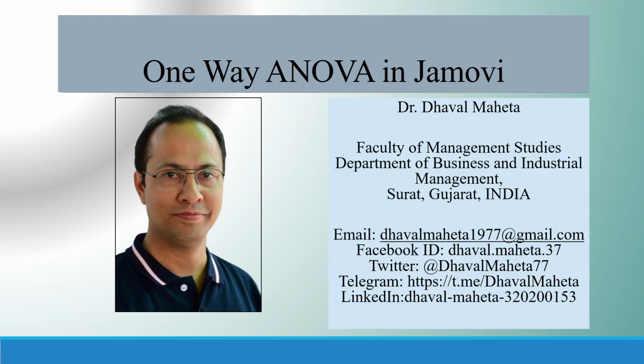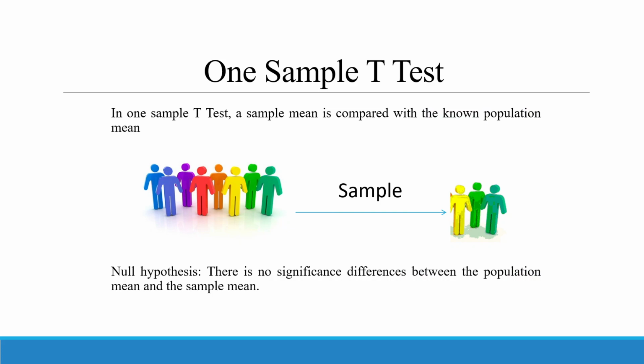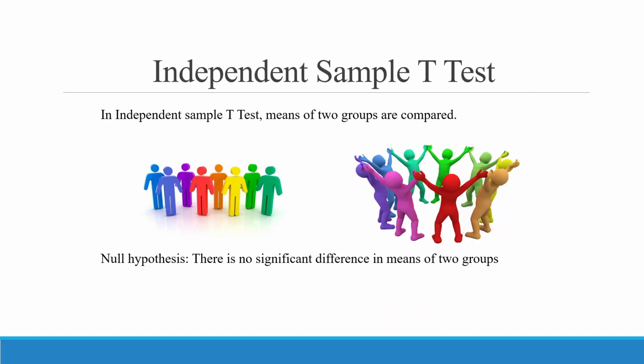This is Dr. Dhaval Maheta, and let's discuss how to run one-way ANOVA in Jamovi. In my previous video, we had discussed the one sample t-test, where we are comparing the sample mean with the population mean. Our null hypothesis in this case is there is no significant difference between the population mean and the sample mean. Then we had also discussed the independent sample t-test, where we are comparing the means of two groups.